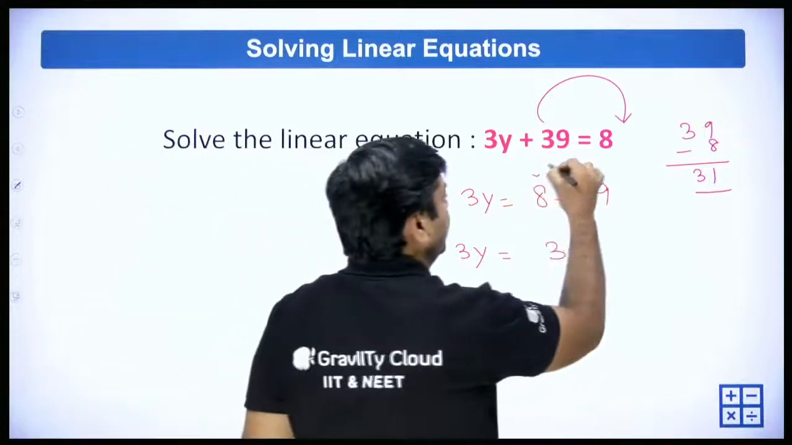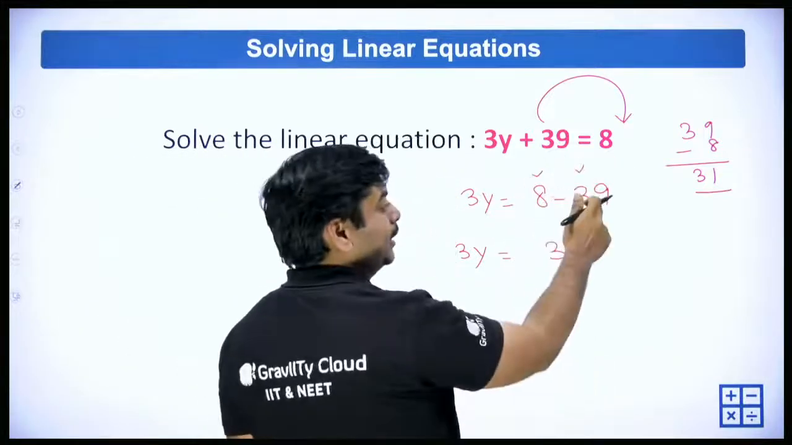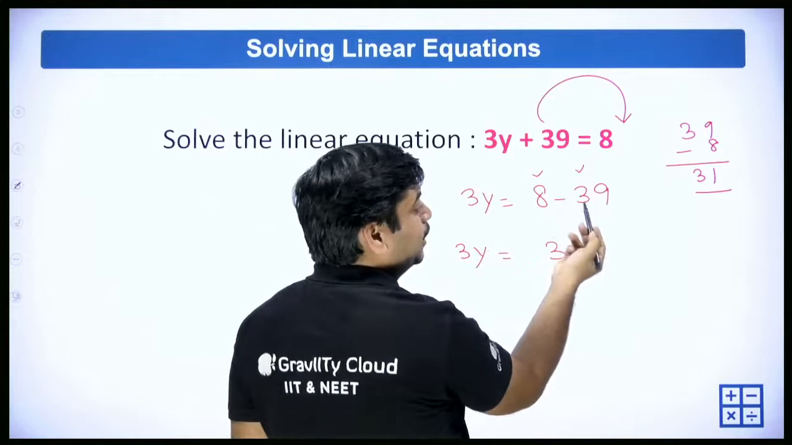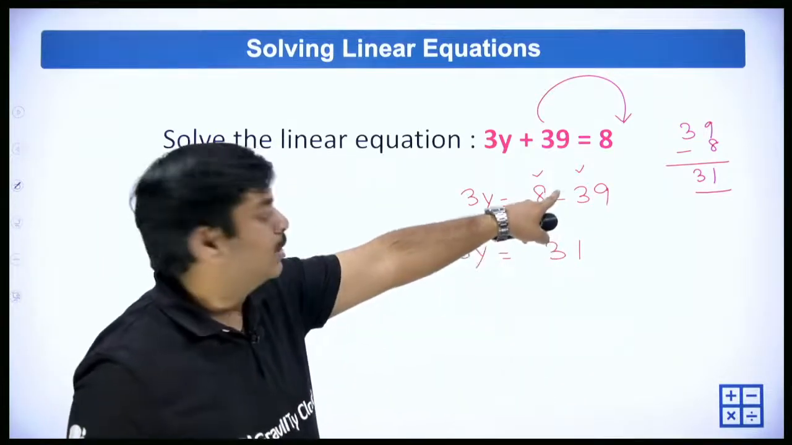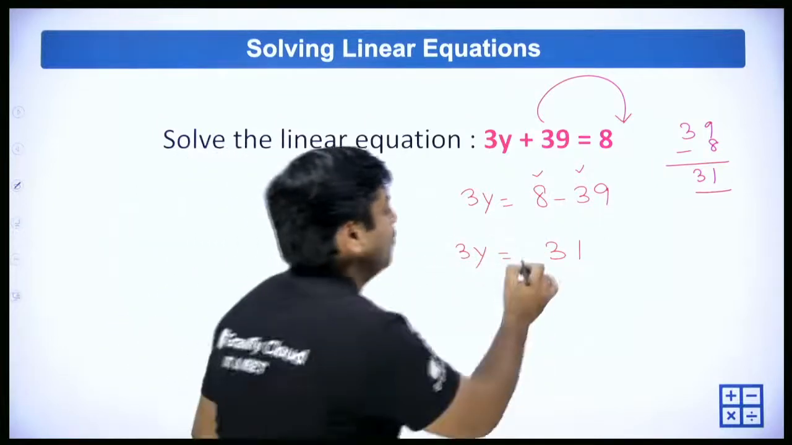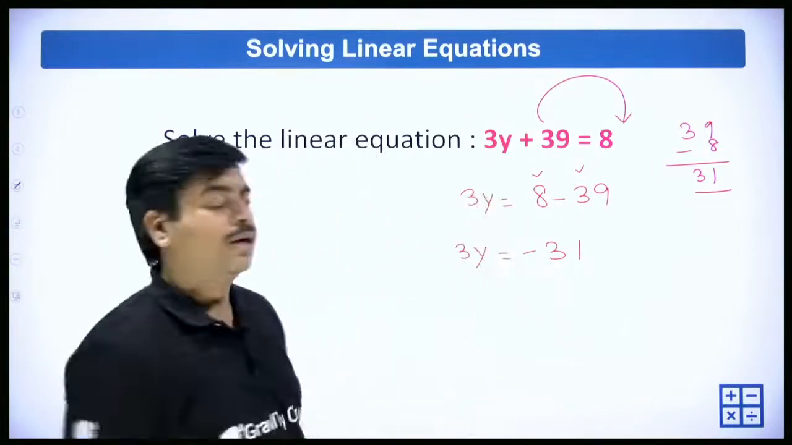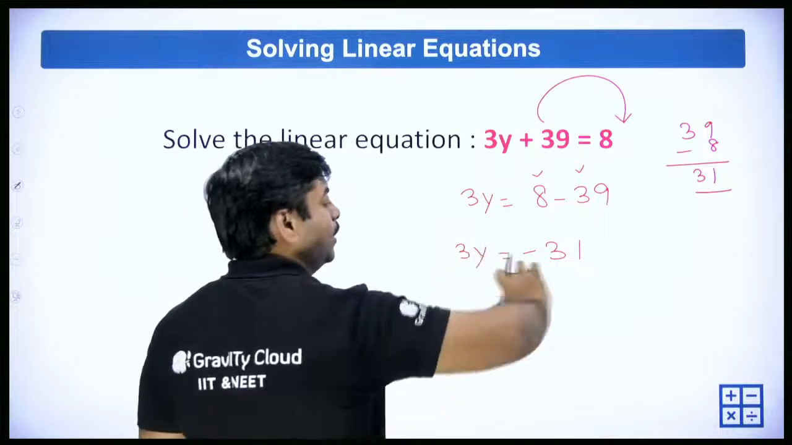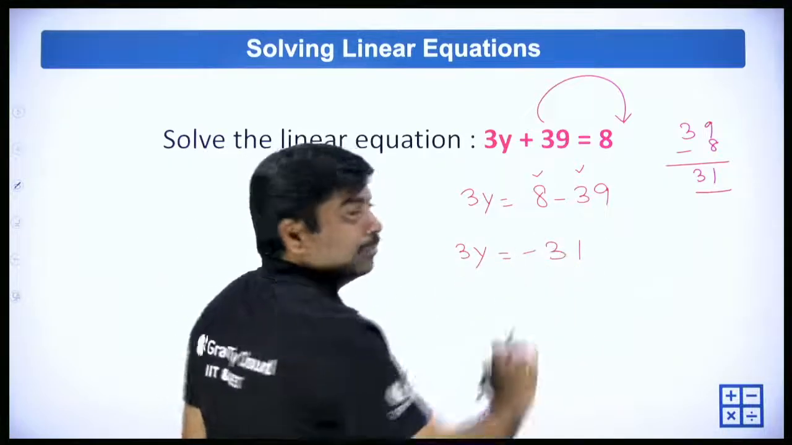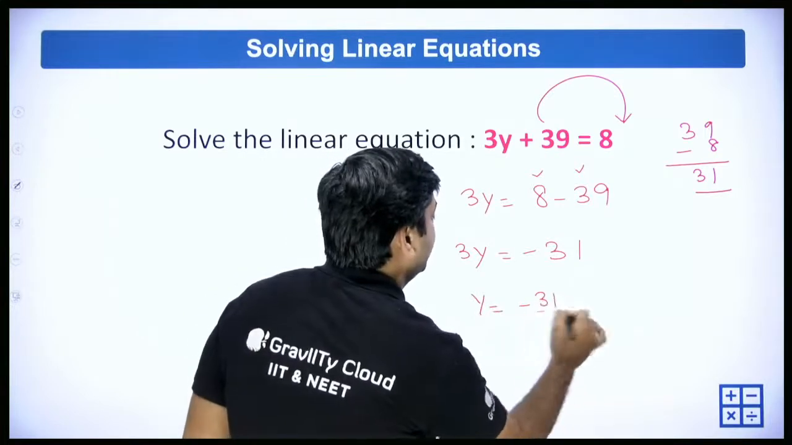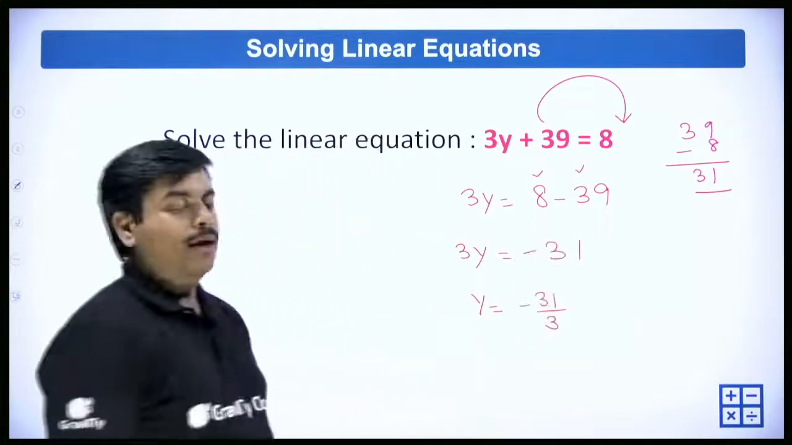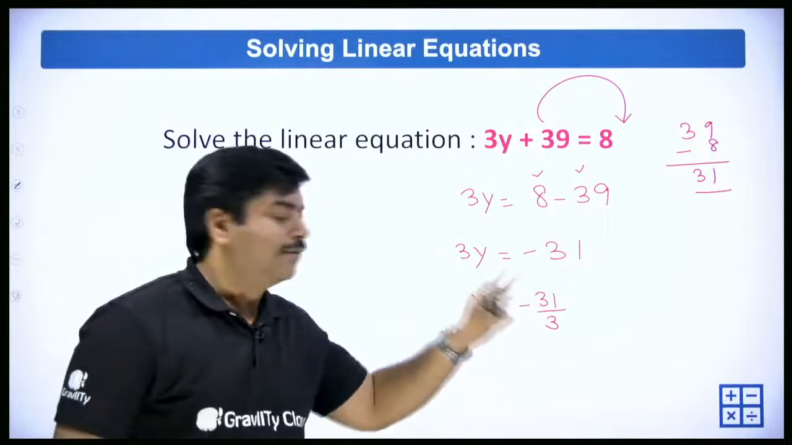Out of 8 and 39, what is the largest number? 39. What is the sign for 39? Is it positive or negative? It is negative. So the same negative will come here, minus 31. Now this 3 will come here and become divided. So y is equal to minus 31 by 3.